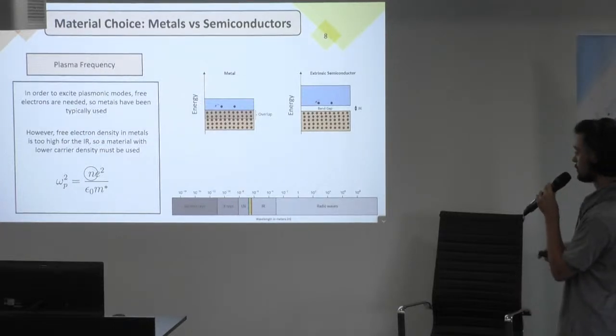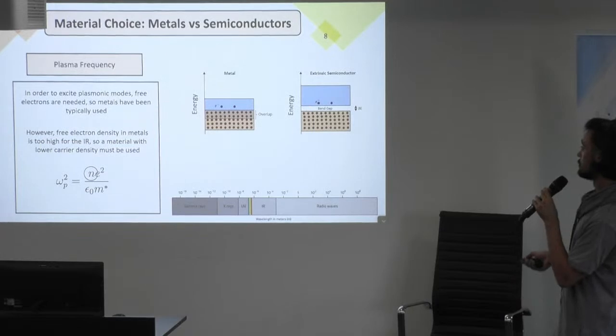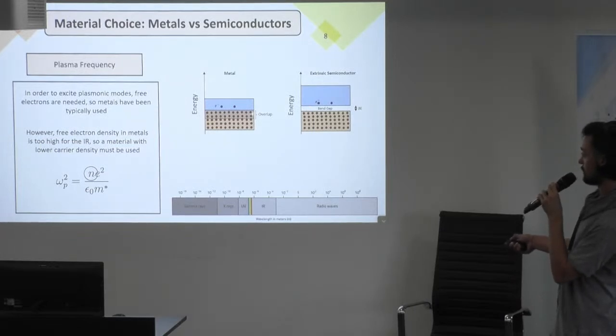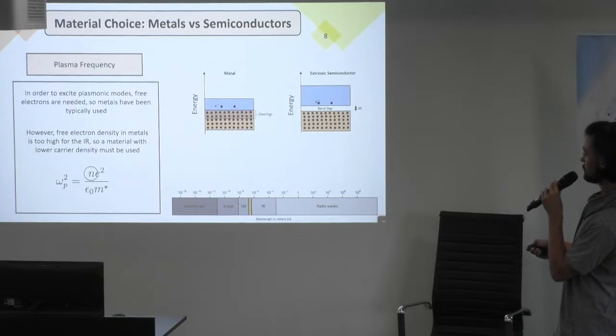So since we want to use our detectors for the infrared, we will need some material with a smaller quantity of free electrons. With metals, we have a lot because the valence band and the conduction band overlap, so all of these electrons can move freely. But in a semiconductor, since we have a band gap, these electrons are confined, and only the ones that lie in the conduction band will be able to move.